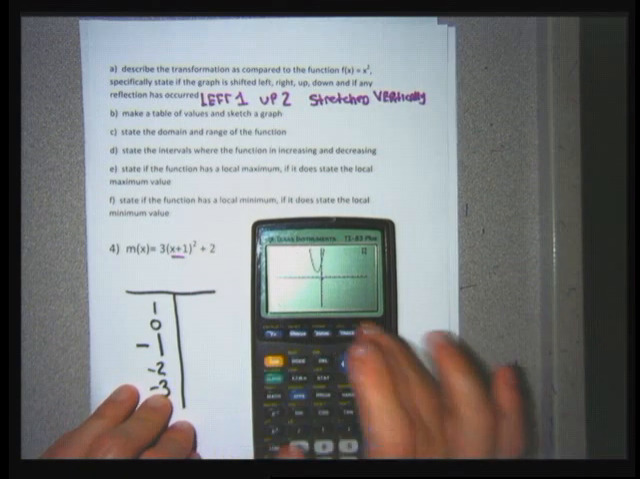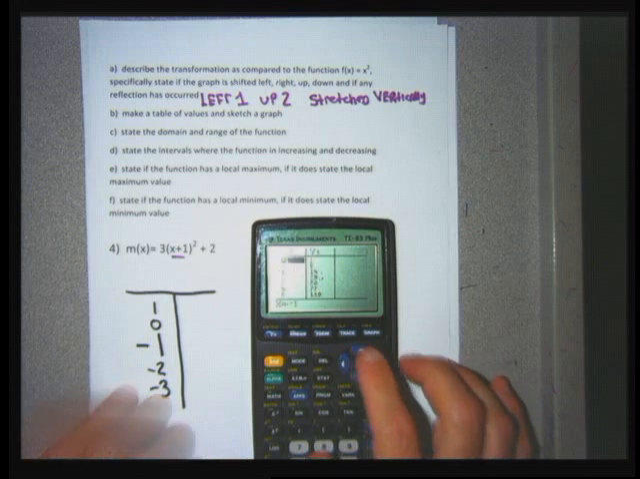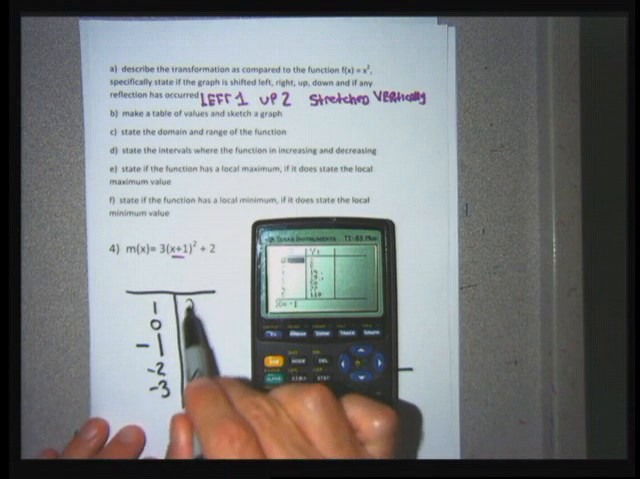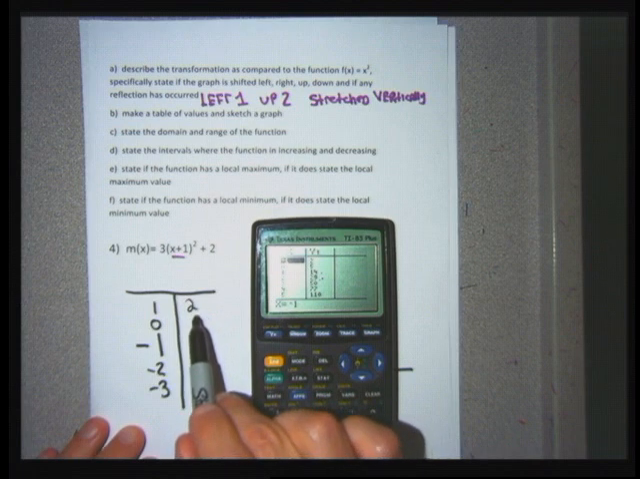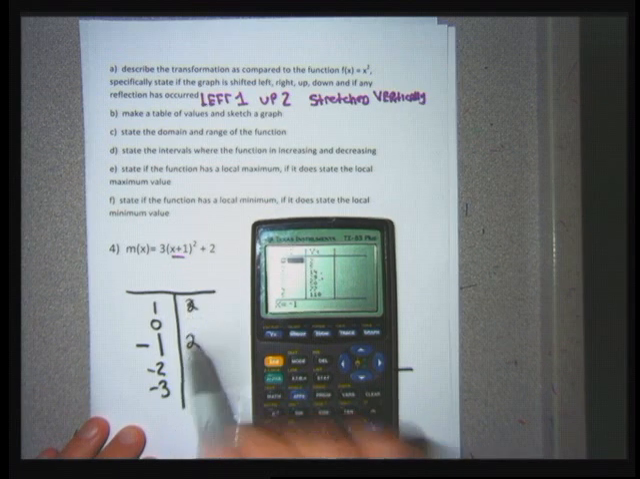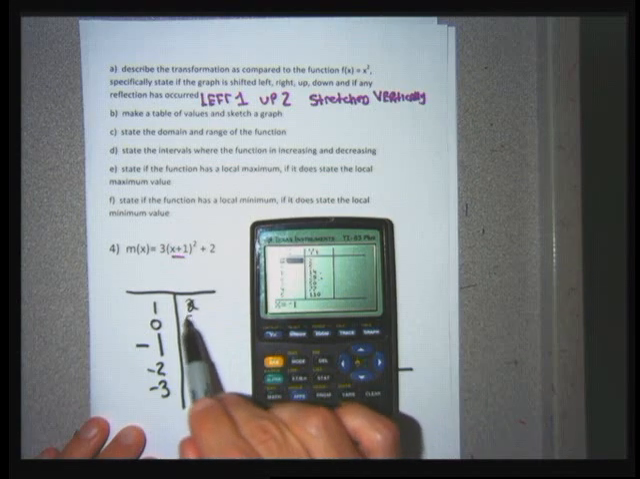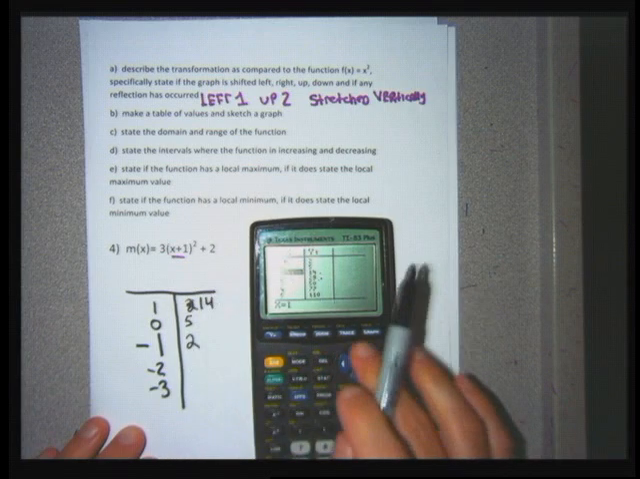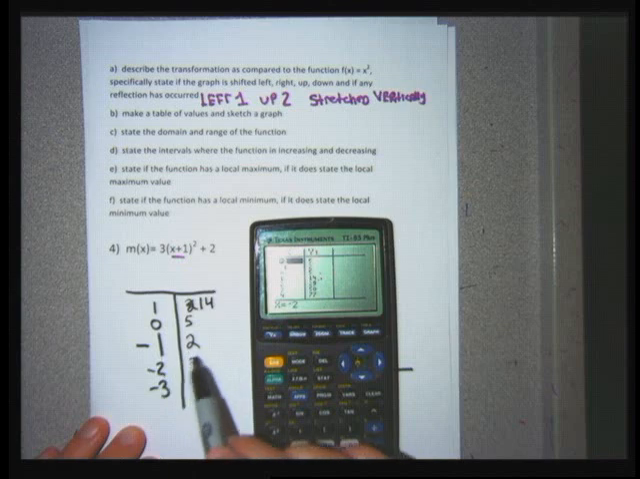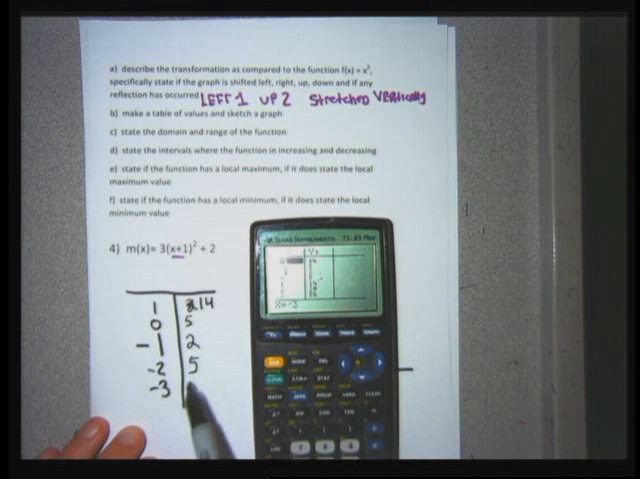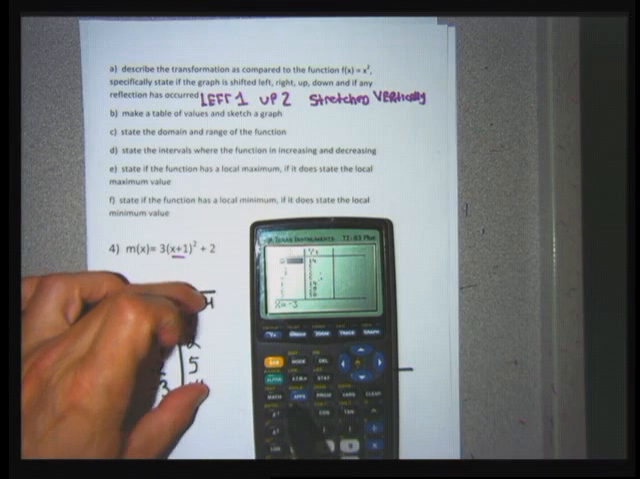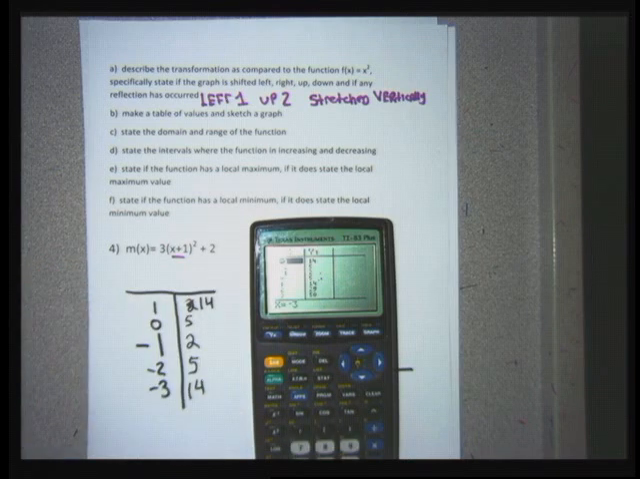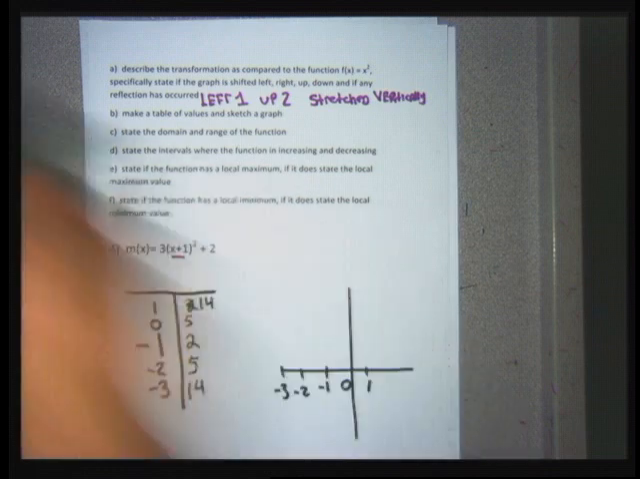I'm going to hit second, table, and there I see -1 comma 2, 0 comma 5, +1 comma 14, and then arrowing up, -2 comma 5, and -3 comma 14. If your top y's and your bottom y's aren't the same, then you probably don't have the vertex proper. So now I'm going to graph this, and I don't feel like graphing the 14s.